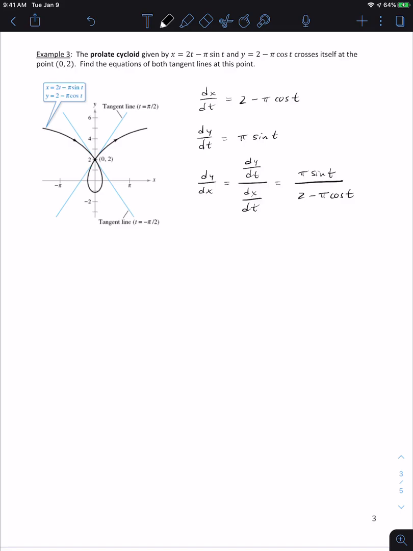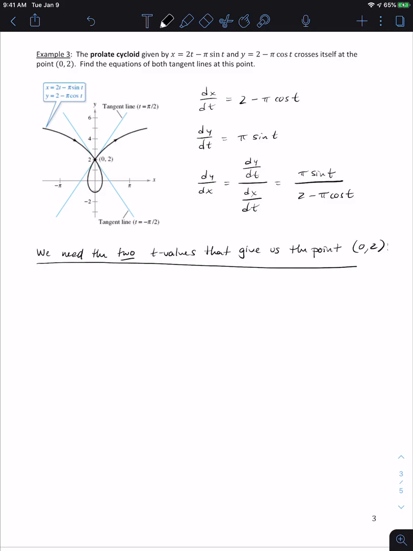And we want the derivative at the point (0, 2). So we need to find the t value that corresponds to the point. But notice that since our graph crosses itself, that means at two different t values, it will give us that point. So in other words, we need to find the two t values that give us the point (0, 2).